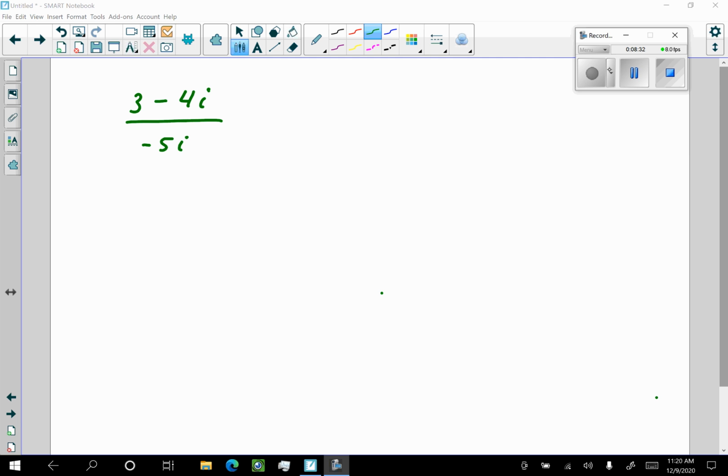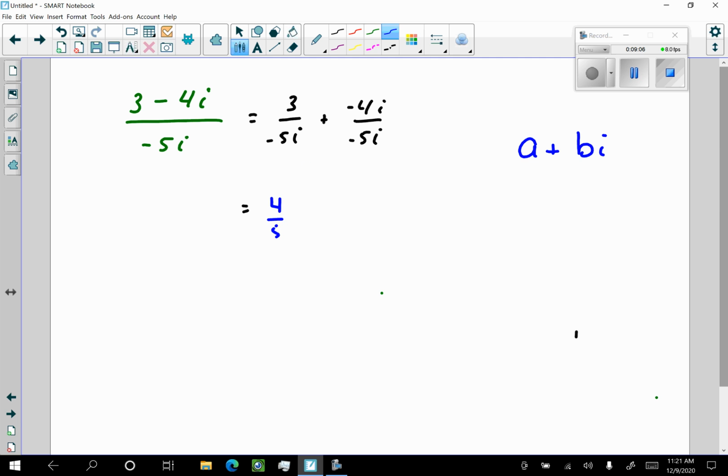What I'm going to do is the second method. I'm going to start off by splitting both of those up. This is going to be 3 over -5i plus -4i over -5i. Now the i's cancel here, and this second part is simply going to be 4/5. And I'm going to write that because keep in mind, I want to write everything in the form of real number plus imaginary number portion. So this is going to be my real number portion. -4i divided by -5i is simply going to be 4/5. And I still have this guy over here to contend with.